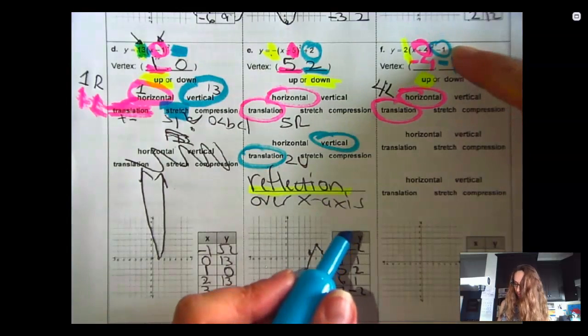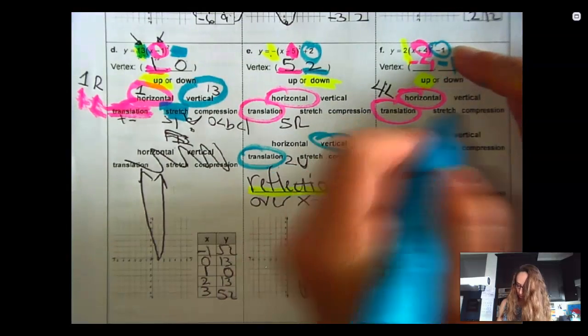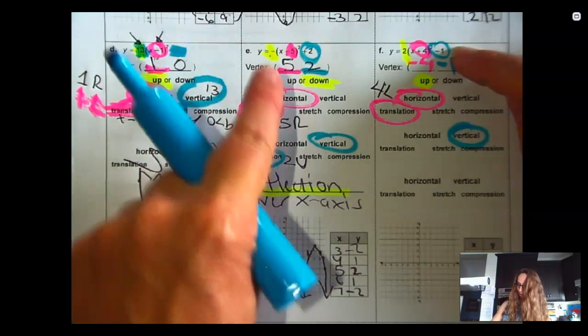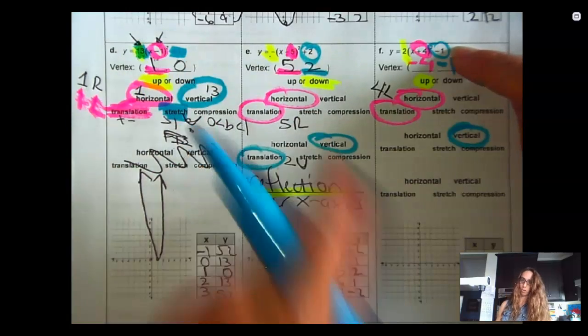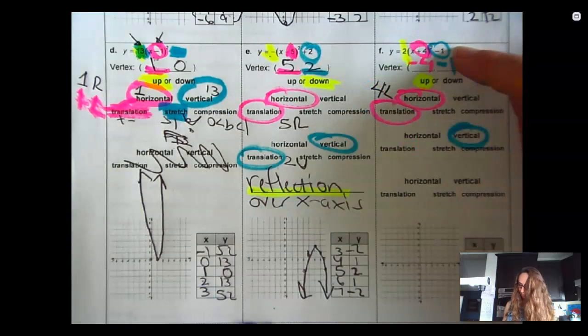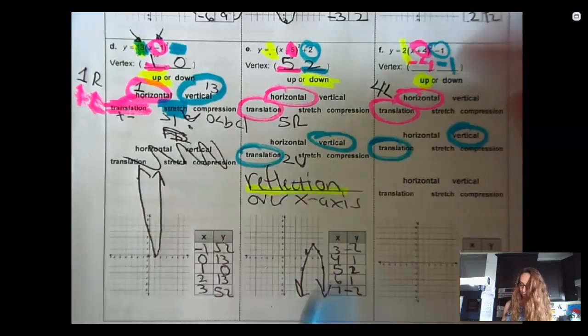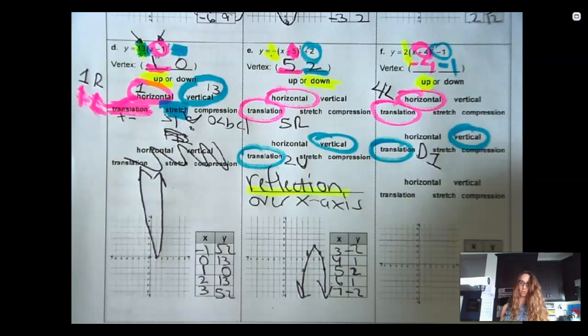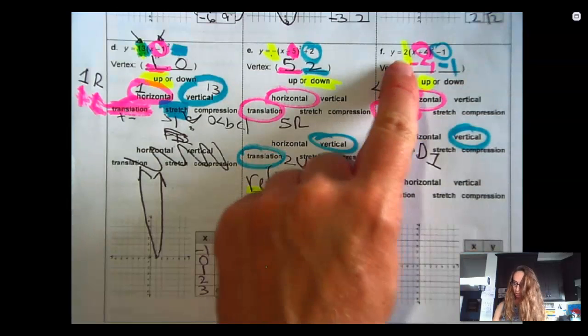Let's talk about the 1. Not horizontal, vertical. Do you notice every time I'm dealing with the pink one, it's horizontal. Every time I'm dealing with the blue one, it's vertical. Okay? X, horizontal, Y, vertical. So vertical translation, it's being added or subtracted. Down 1. Straight shooter.